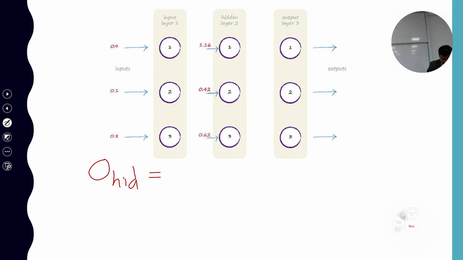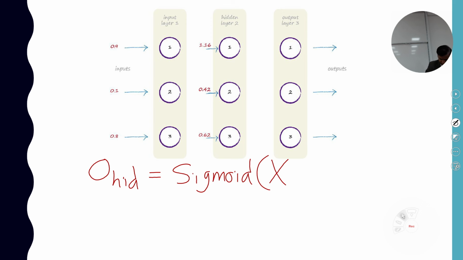layer is nothing but the sigmoid of X hidden. Here the sigmoid is applied to each element in X hidden, and you produce this matrix, the output of the hidden layer. That's what you're trying to do. So let's see what is going to happen here. Let me put it this way here.